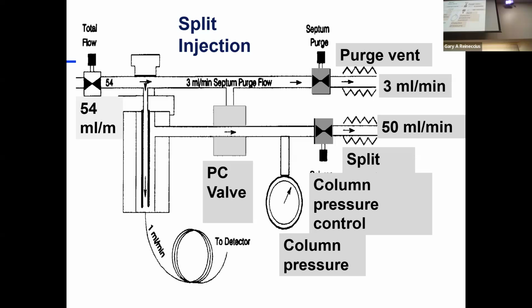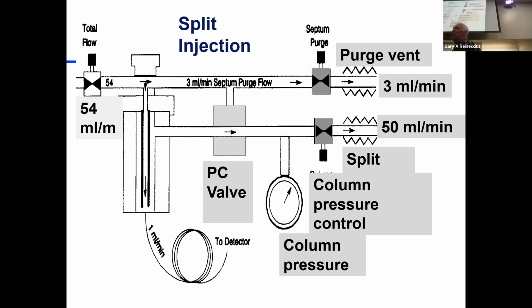There's a small part of that injection that actually makes it onto this column. So if we have 54 mils per minute coming in of this gas up here, you make your injection, only 1 mil, 1/54th of that, ends up going in this column. And this ends up going, of course, through separation and detection that we'll see later on. So you're throwing away over 50 milliliters per minute and keeping 1 mil per minute of what you injected.